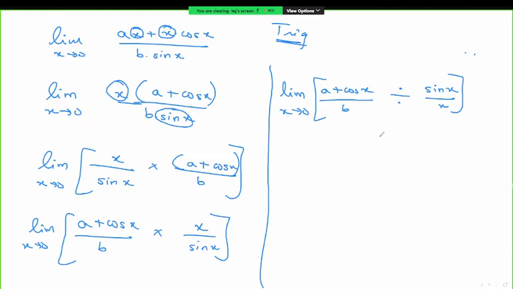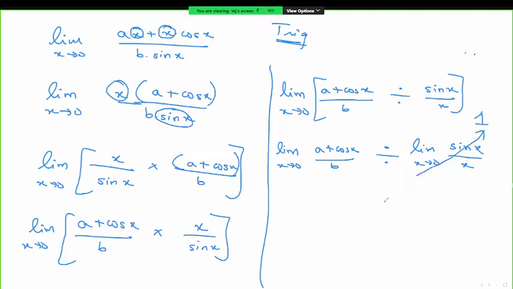Now, common sense. This limit which is outside the bracket belongs to both the parts inside the bracket, correct? I'll distribute it. So I'll write limit x tends to 0, open the bracket, a plus cos x divided by b, write the symbol as it is, limit x tends to 0 again, sin x divided by cos x. I distributed it. Obviously, the second answer became 1. So I'll write second answer divided by 1.